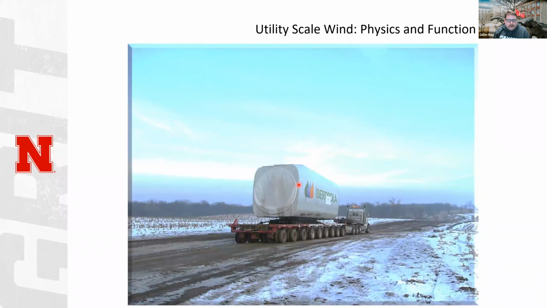Some road work typically needs to be done when these are being installed to make sure the roads are good enough to handle the equipment. So that's all dealt with the county.